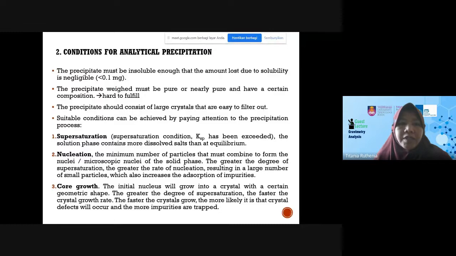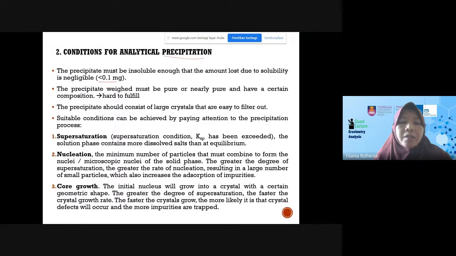And the second, so this is the second step. The first one is the preparation of the solution. The second one is the precipitation. So the precipitate must be insoluble enough so that we can neglect the amount of precipitate lost due to the solubility. In this case, the precipitate that is lost or dissolved in the solution must be less than 0.1 milligram, so that we can neglect the loss of the precipitate.